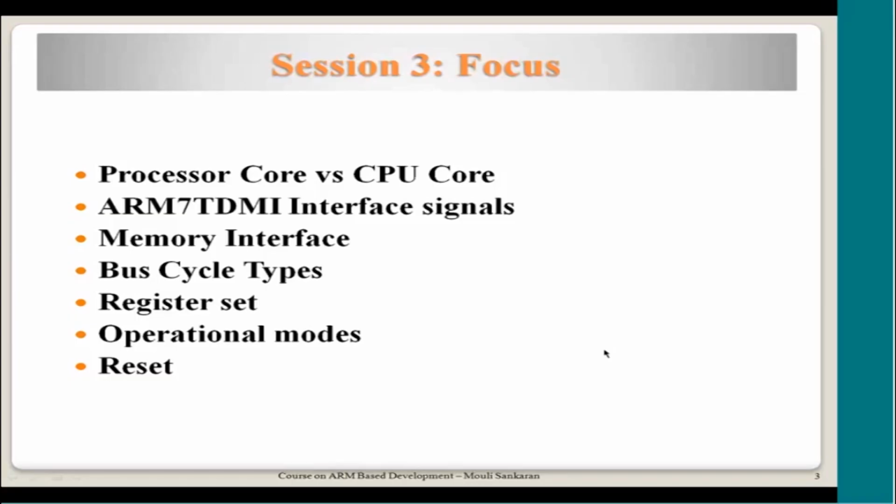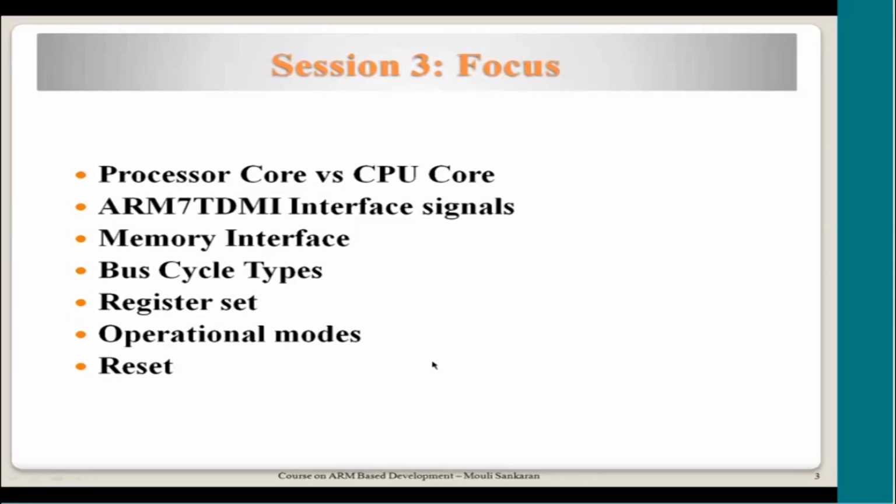In this session we are going to cover what is the nomenclature that ARM uses, what is the processor core and what is the CPU core, and then we will talk about some of the key interface signals that come out of the ARM processor core, then how the memory is interfaced with the processor core and different bus cycles that ARM supports, then the register set and different operational modes that ARM supports. And let us touch upon the reset behavior also, because that's where the processor starts executing your instructions, and once we understand this, then we are ready to get into deeper details about instructions.